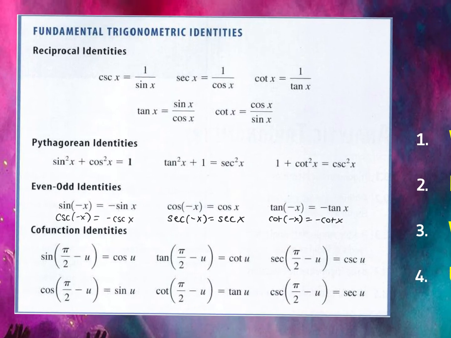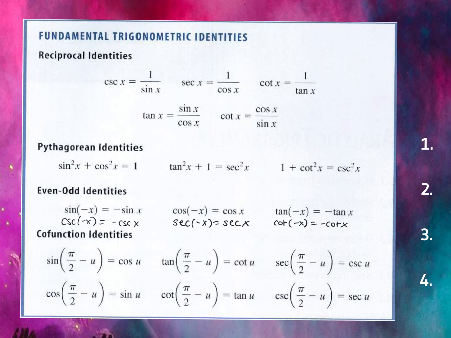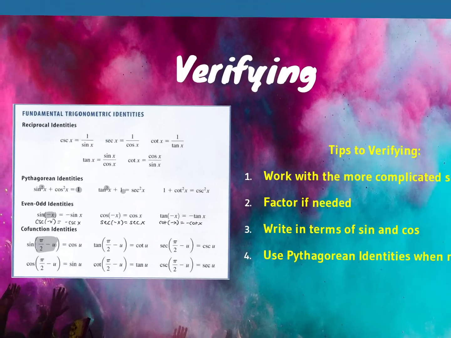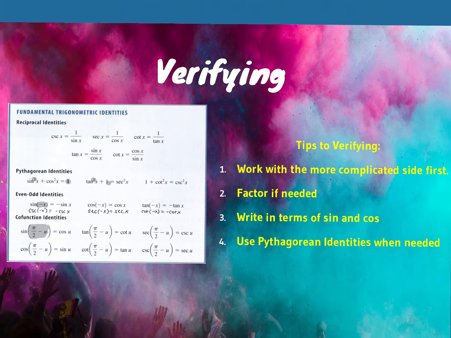So remember, you want to look for things like negative angles, squared terms with another number, and here you would look for something like pi over 2 minus an angle. That should bring you back to those specific identities, and then you're going to use those to simplify your expression.